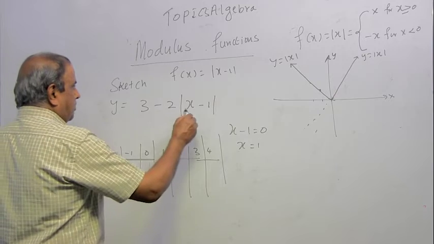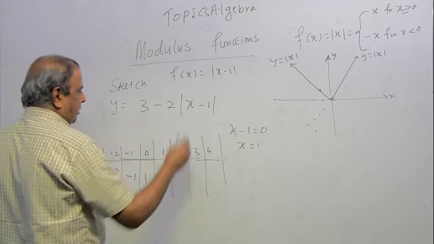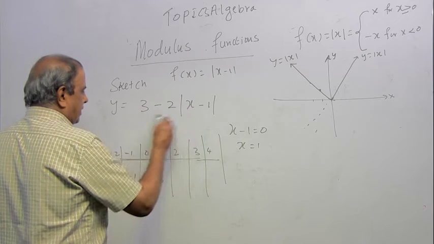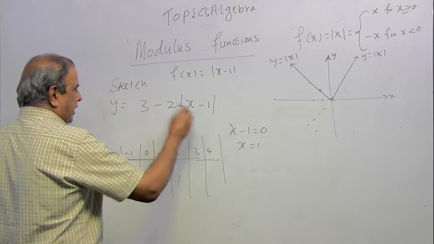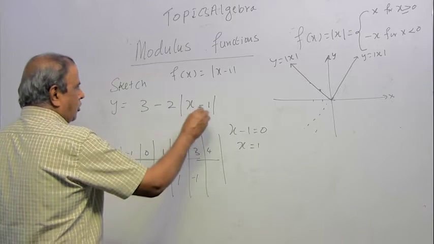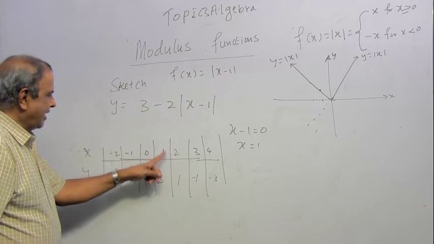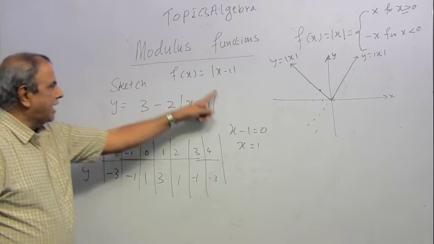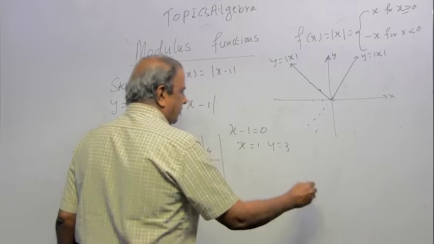And when x is 1, that becomes 0, so y is 3. At 2, 2 minus 1 is 1, and 3 minus 2 is 1. At 3, 3 minus 1 is 2, and 3 minus 4 is minus 1. At 4, 4 minus 1 is 3, and 3 minus 6 is minus 3. What do you notice? The highest point is when that becomes 0. x equal to 1, y equal to 3.